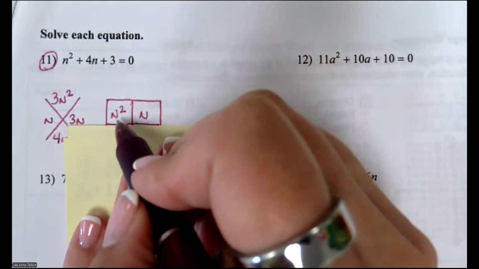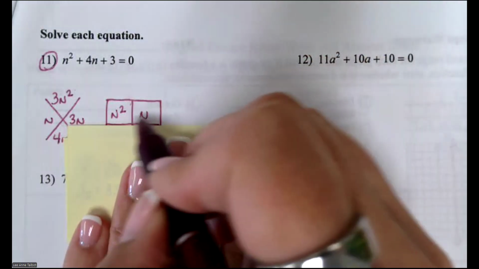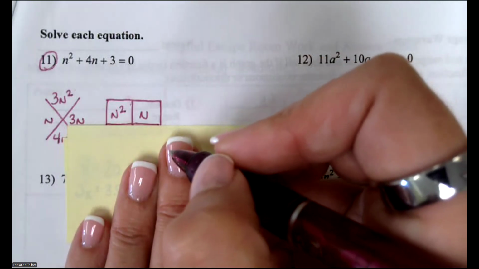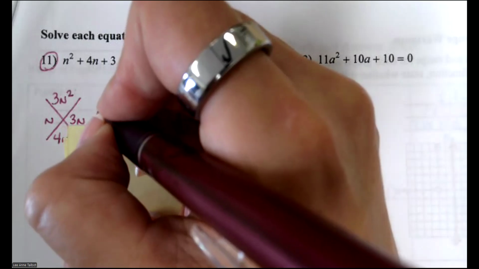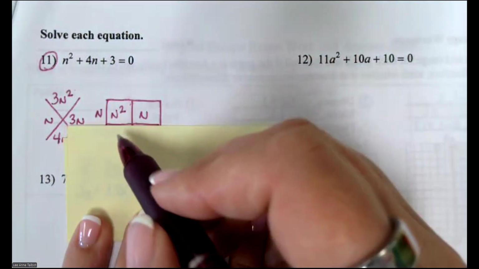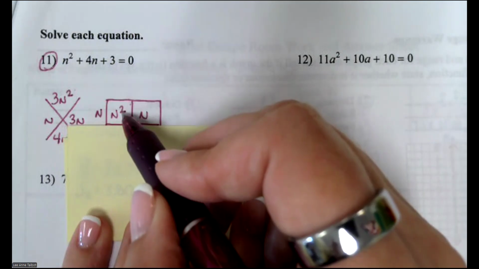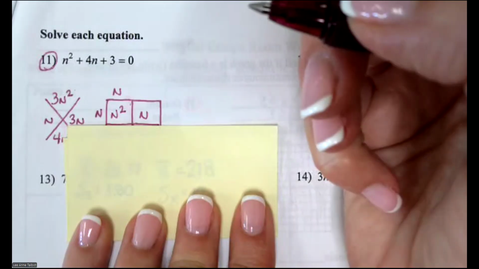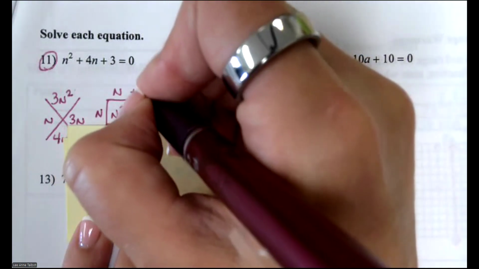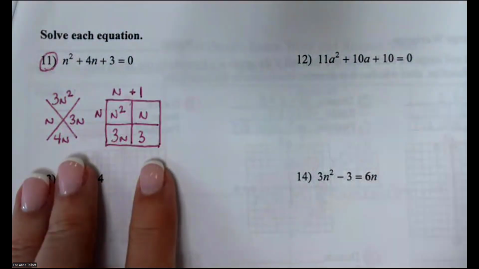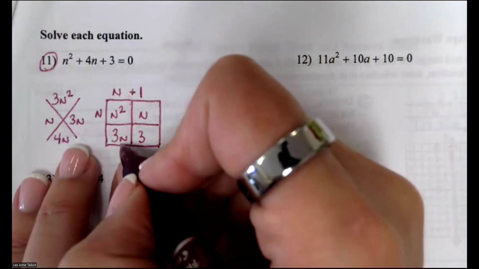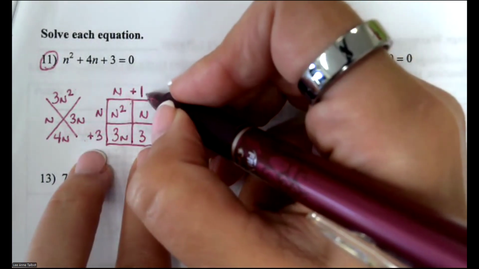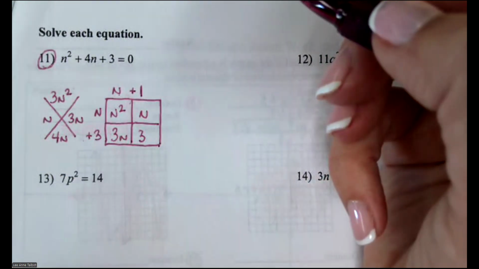And I'll say to myself, what's the greatest common factor of those two? What do they both have in common? N, beautiful. So I put an N out front. N times what is N squared? N times what is N? Beautiful, great job. N times what is 3N? And then we just do our check. 3 times 1 is 3. So we know we did it correctly.